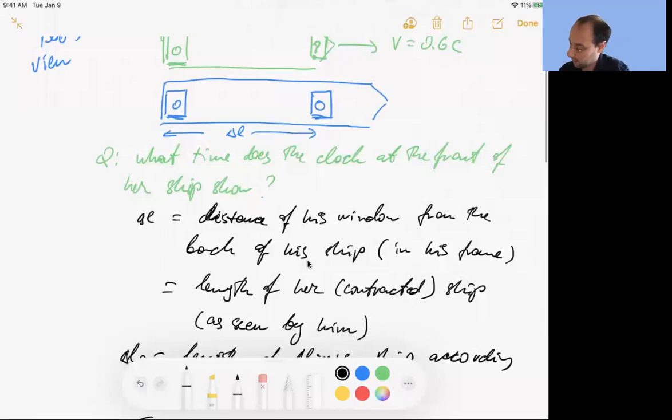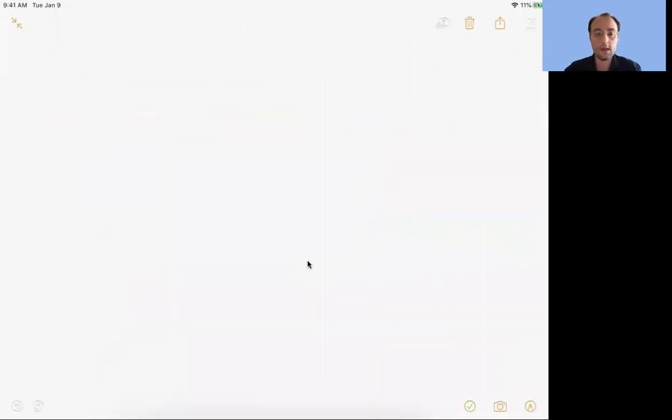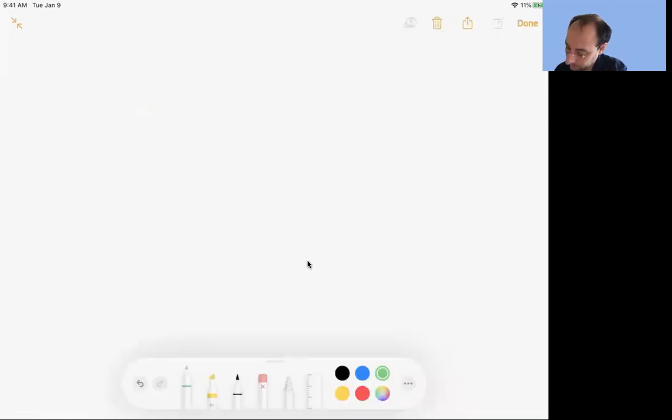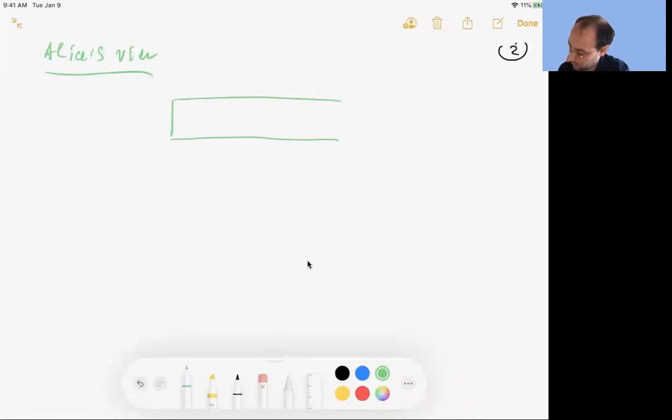Okay, I think I should add another page here. So now what I would like to do is examine a series of snapshots as seen from Alice's perspective. Let's jump into Alice's reference frame. This is page 2. So this is Alice's view. This is her ship. According to her, it's 50 meters long, and these are the two windows.